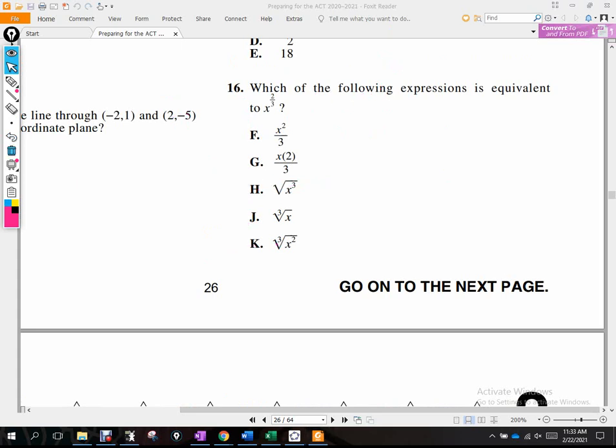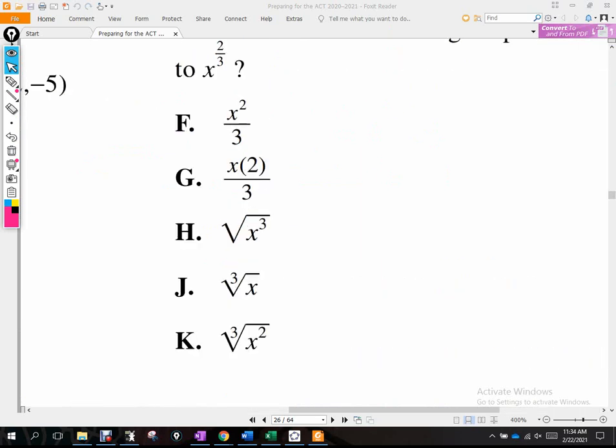Which of the following expressions is equivalent to x to the 2/3? Which one of those is equivalent to x to the 2/3? Oh, I know this. It is K. Okay. Now, hey, what if we forgot?